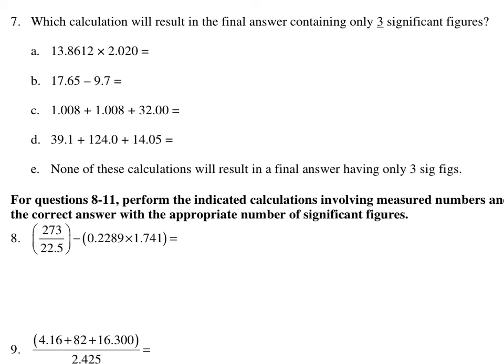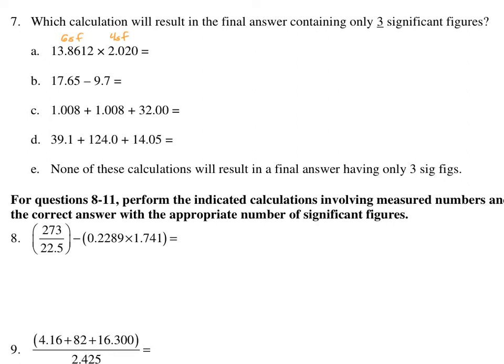This problem is multiple choice, asking which calculation will result in the final answer containing only 3 significant figures. We'll just work through the choices. In this first choice, we see multiplication. There's a number that has 6 sig figs that's multiplied by a number with 4 sig figs.